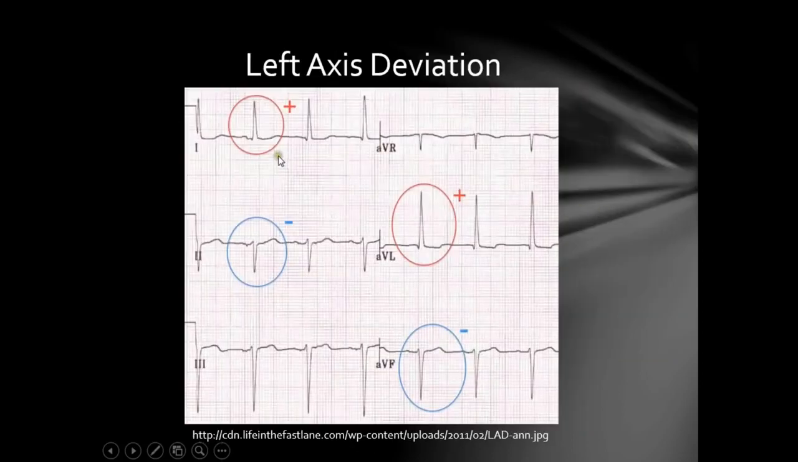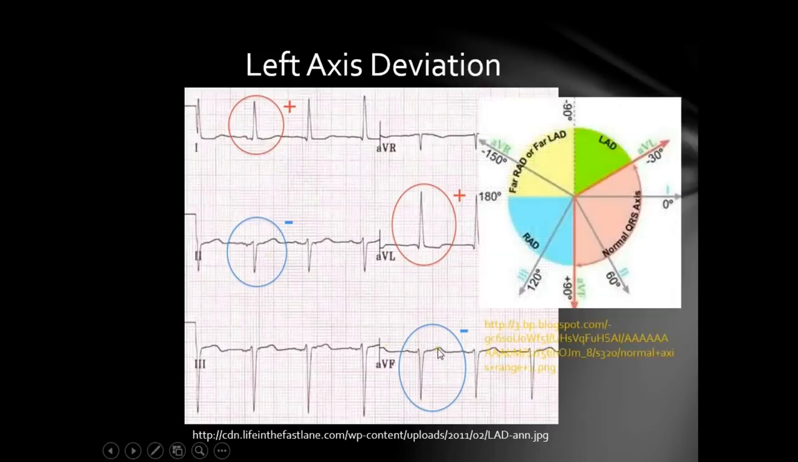Here we can see an example of left axis deviation. We can see that lead 1 is positive, lead 2 is negative, and AVF is negative. So the axis is moving towards lead 1 and away from leads 2 and AVF. We can see on this illustration that the cardiac axis would be moving towards lead 1, about right here. But since 2 and AVF are negative, it's going to be somewhere here. So it's within 90 degrees of lead 1, but more than 90 degrees away from 2 and AVF. So it's going to be somewhere between minus 30 degrees and minus 90 degrees.